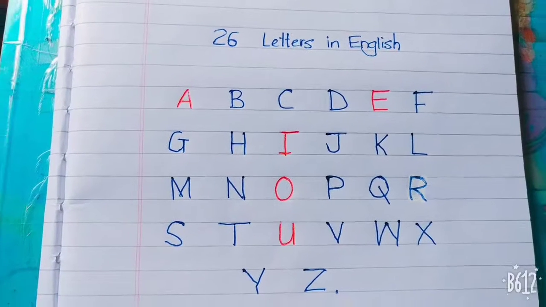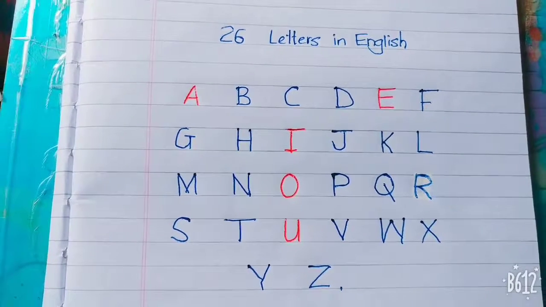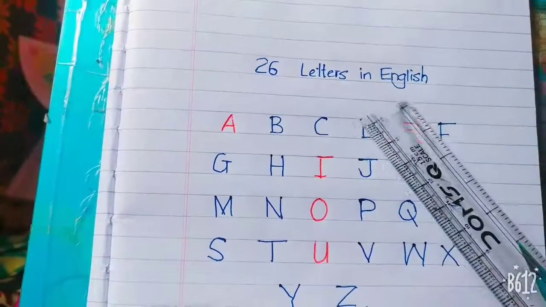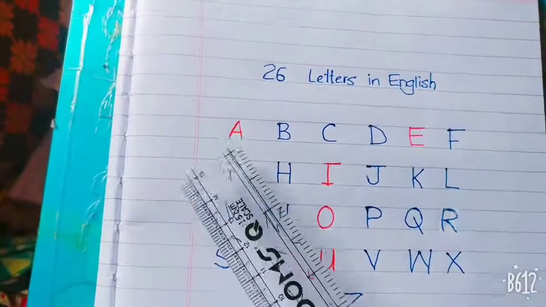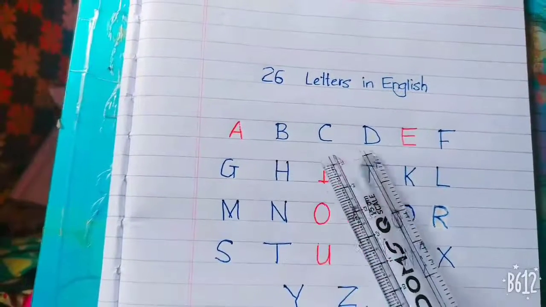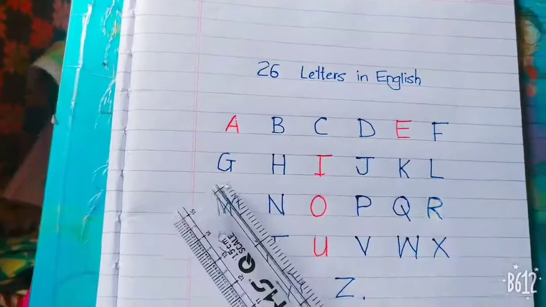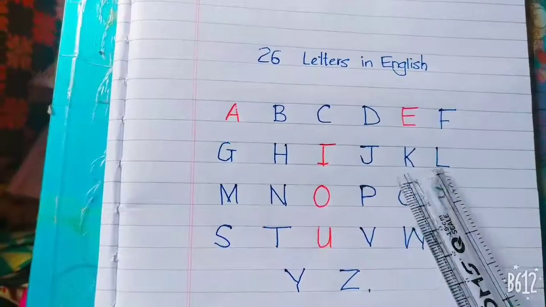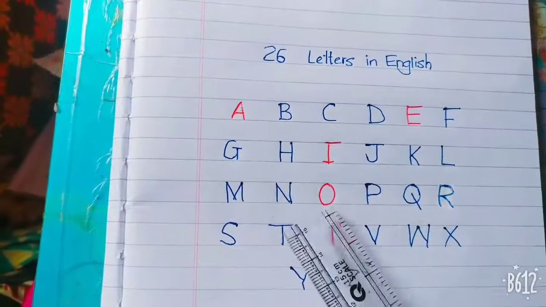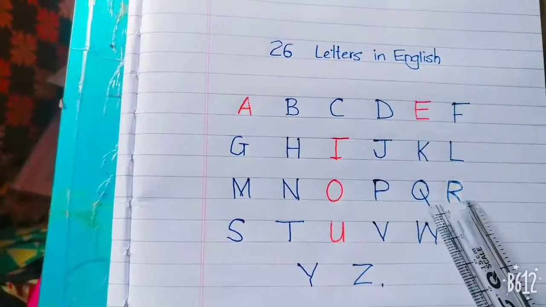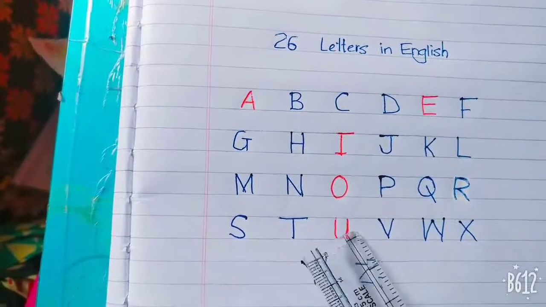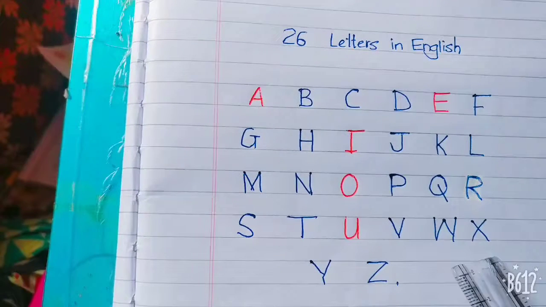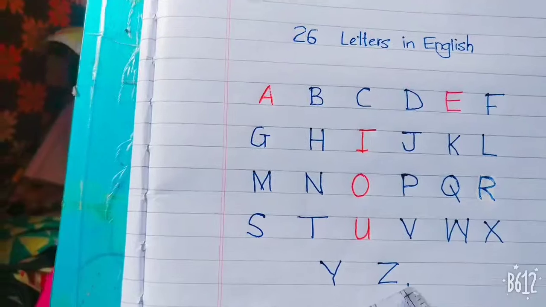Today we are going to learn basics of English. So, children, let's see. There are 26 letters in English. That is A, B, C, D, E, F, G, H, I, J, K, L, M, N, O, P, Q, R, S, T, U, V, W, X, Y, and Z.